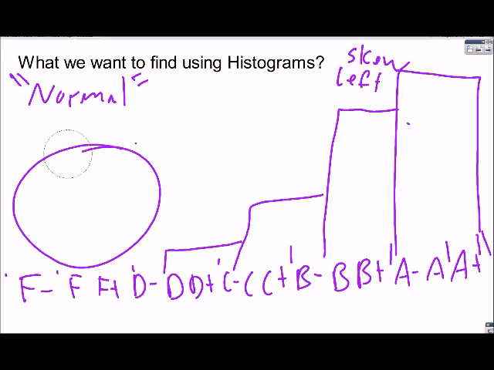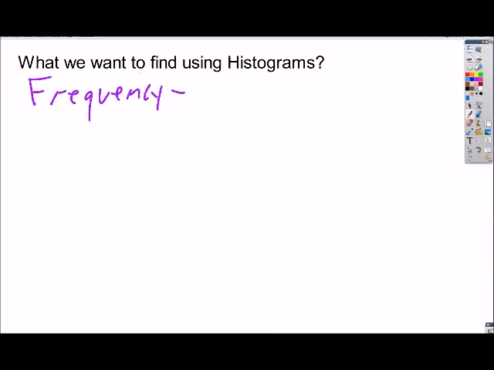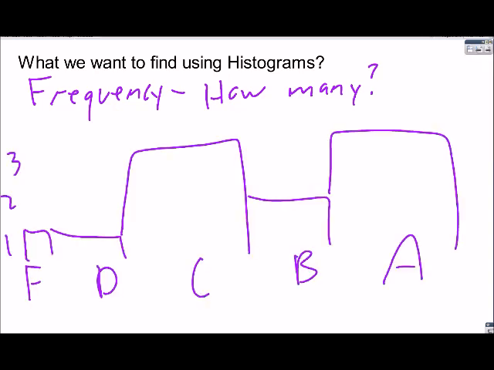And just the opposite, if everyone failed or I did a horrible job teaching, that'd be skewed right. Another thing that histograms are really good at is finding what's called frequency. Frequency is just how many. Again, let's do our grades. I could really quickly see how many of each one.